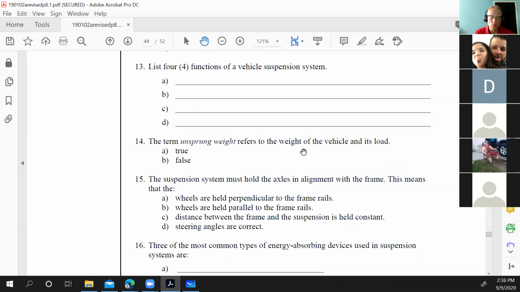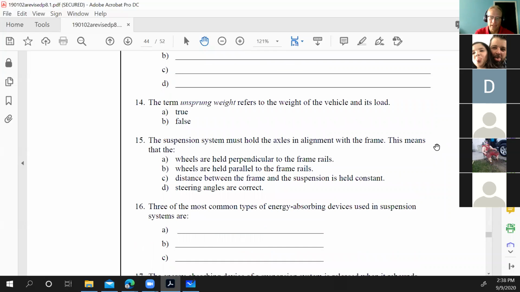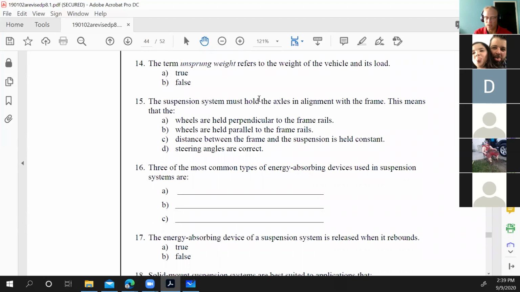Unsprung weight refers to the weight of the vehicle and its load. Anybody? False. That is false. Refers to the weight of the vehicle and its load. Yep, that's false. That would be sprung weight because the springs are what is holding it up.